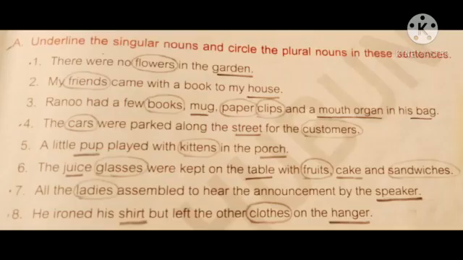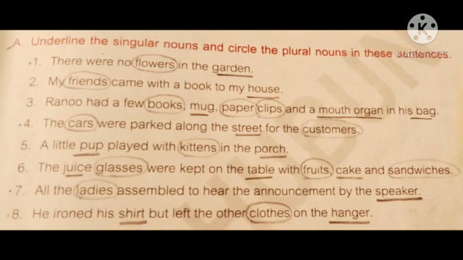Sixth, the juice glasses were kept on the table with fruits, cake and sandwiches. Underline juice because it is only one type of juice. Glasses, circle because many glasses. Table, underline, one table. Circle fruits, many fruits. Underline cake, one single cake. Circle sandwiches because there were many sandwiches.